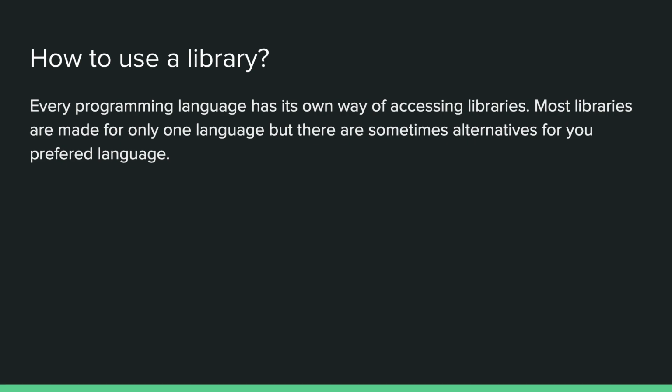Now, how do you use a library? Every programming language has its own way of accessing libraries. Most libraries are made for only one language, but there are sometimes alternatives for your preferred language. For example, there can be a library that's written for Python, but you want to use it in your JavaScript application. That's not easily possible. You can translate it. That's kind of possible. It's doable. But then there's also alternatives that you can use, which is much easier. That essentially does the same thing. Both libraries do the same thing, but for two different languages.